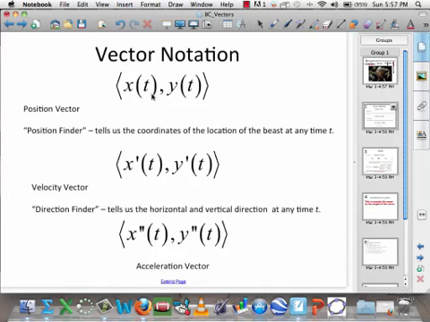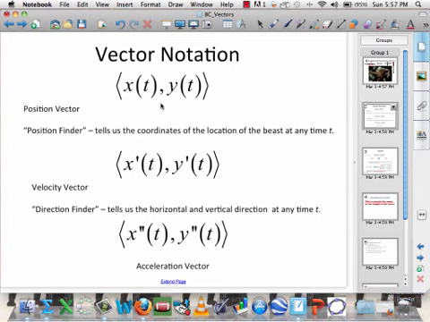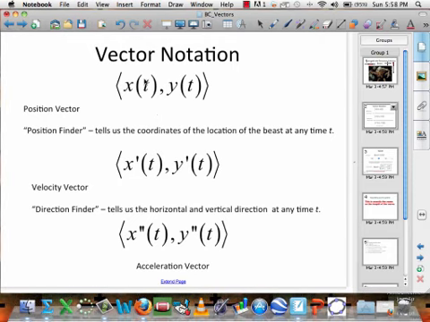For our purposes, a vector is going to be a line segment that points from the origin to whatever coordinates these functions pop out. Vectors can be placed anywhere in the plane, but for our purposes we'll place them with their tail at the origin and their tip wherever this function tells us to. So these two parametric equations describe where in the plane the particle or the beast is at any time t. If you take the derivative of each of those, you now have a velocity vector.